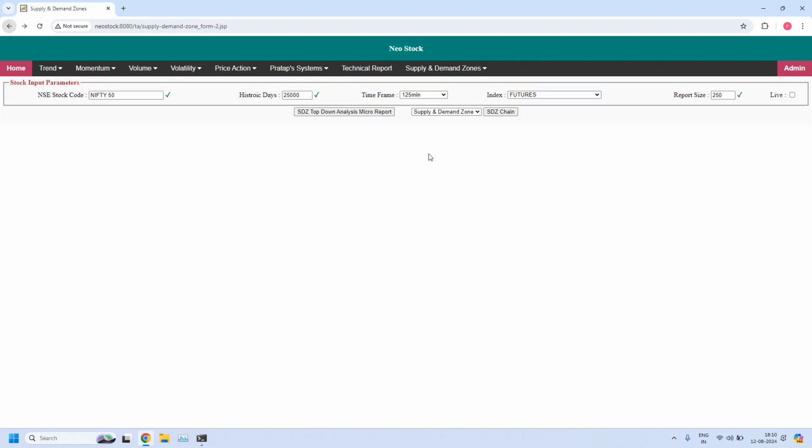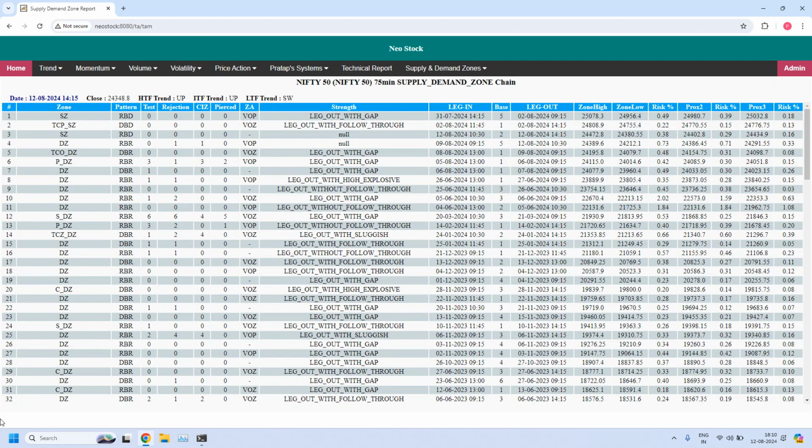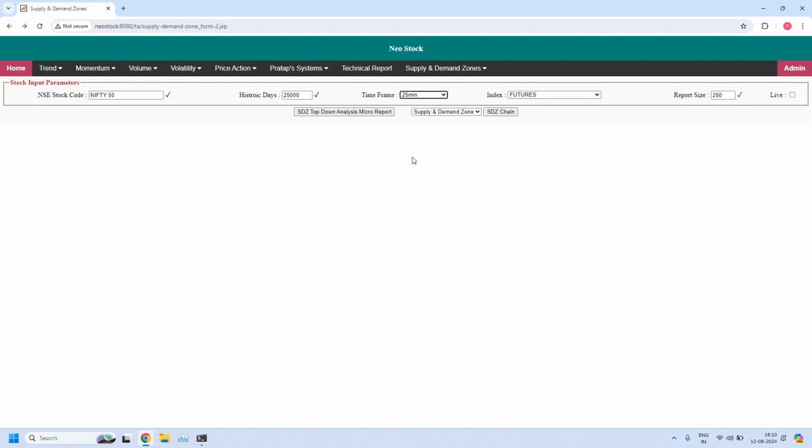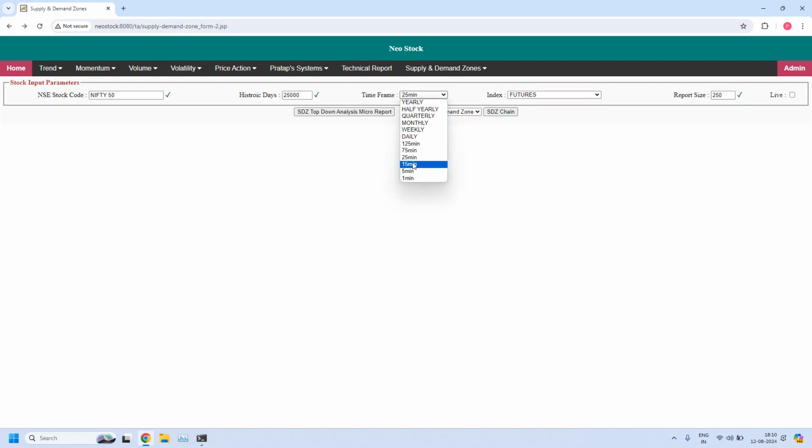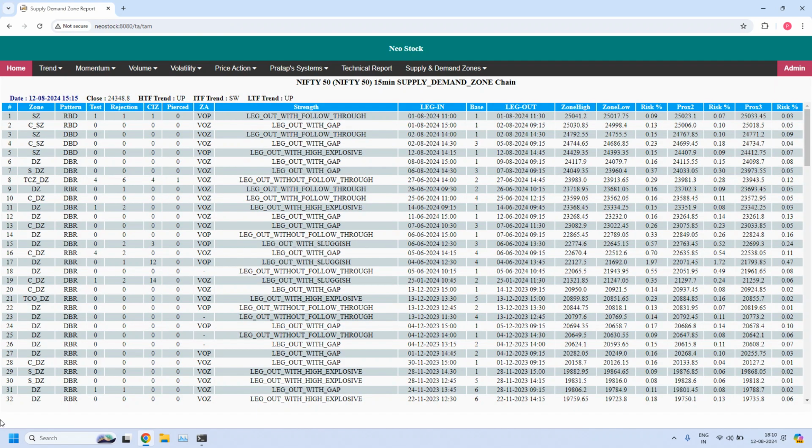And the next time frame is 75 minutes. I am generating 75 minutes supply demand zone chain for Nifty. And the next time frame is 25 minutes. I am generating 25 minutes supply demand zone chain for Nifty. And the next time frame is 15 minutes. I am generating 15 minutes supply demand zone chain for Nifty.